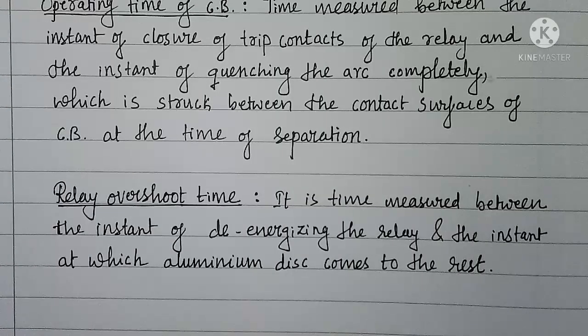When the relay is de-energized, the aluminum disc continues to move forward because of its moment of inertia. And the time for which it moves forward even after de-energizing the relay is called relay overshoot time. So this time is also very important while setting the operating time of the relay.